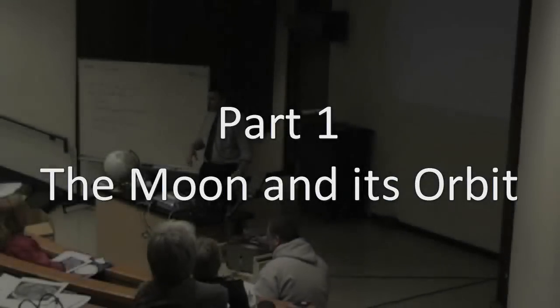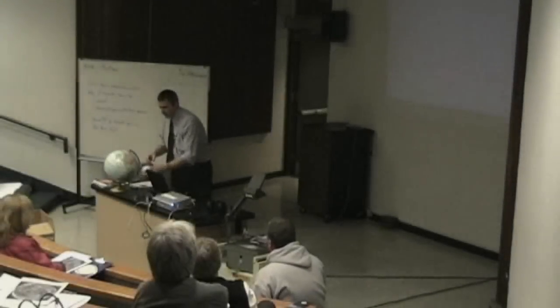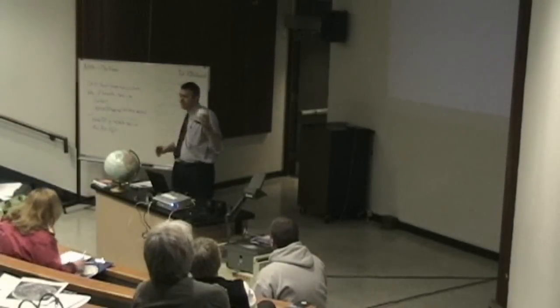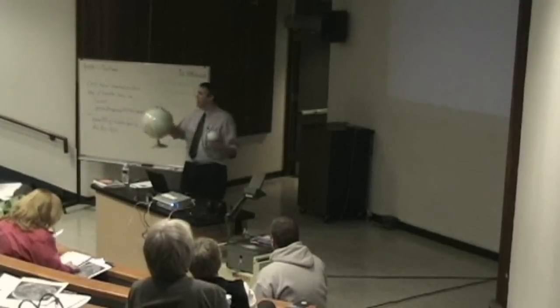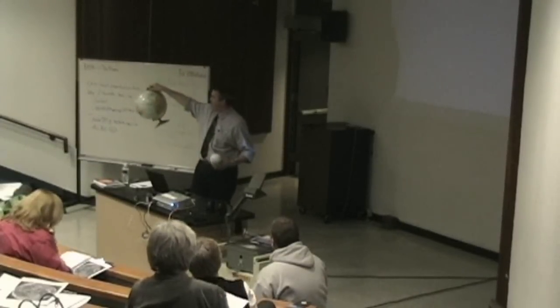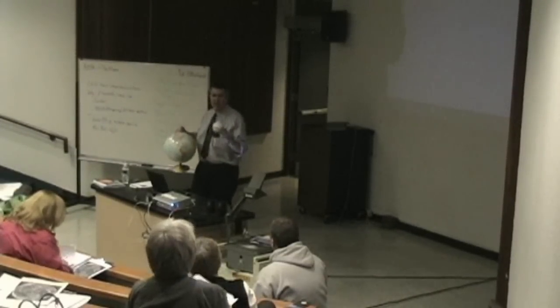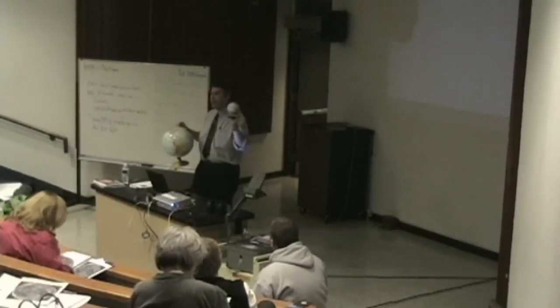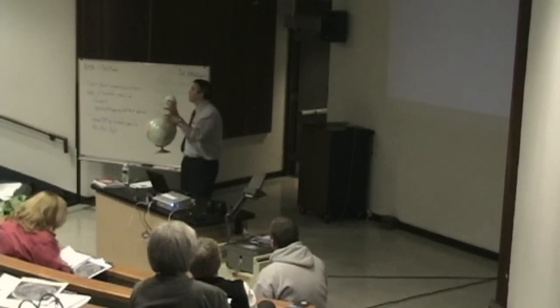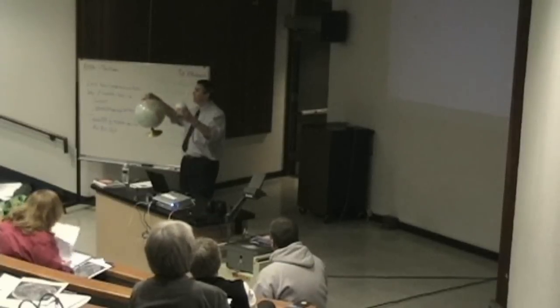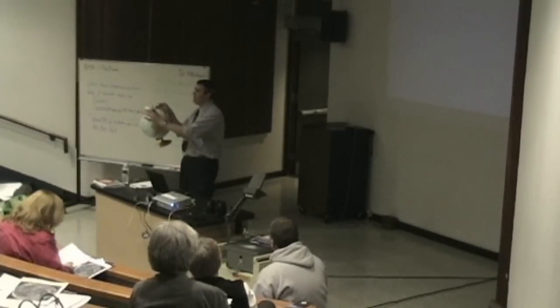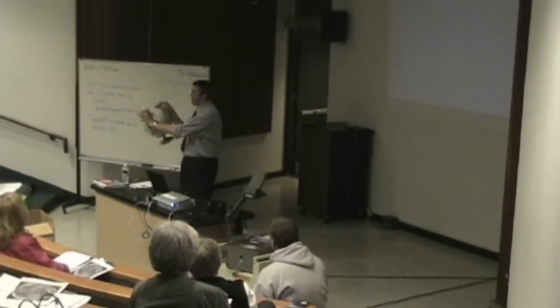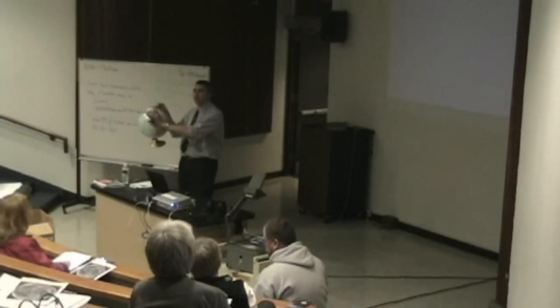I'm actually going to start with some old-fashioned teaching materials here. I have a globe of the Earth in bright color, and a globe of the Moon, which is actually about the correct scale for this globe of the Earth. So the Moon is about the size of North America. It's more or less 1/4 the diameter of the Earth.